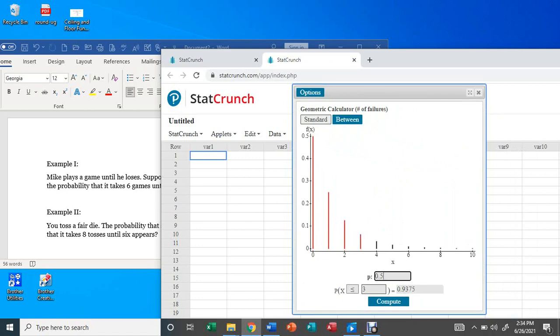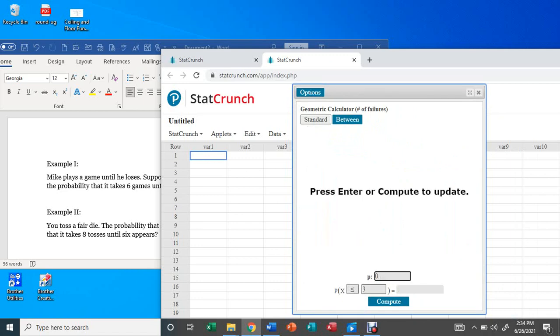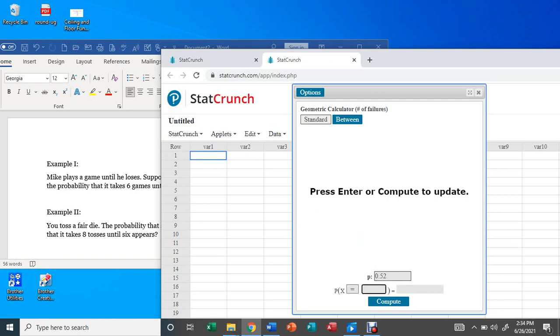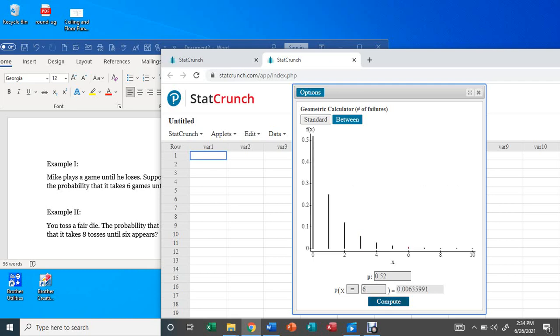So we have the probability of losing is 0.52, and it says 6 games before he loses. So it's the equal sign here and 6 games, and compute. So it's 0.0635991. That's the probability that it takes 6 games before Mike will lose the game.